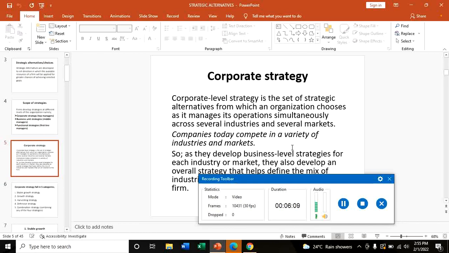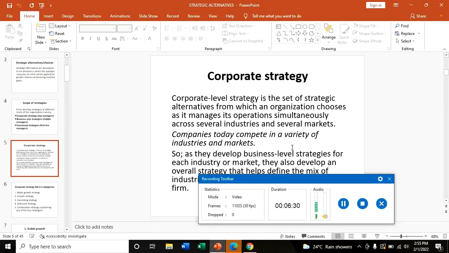What happens here? Corporate level strategy is the set of strategic alternatives from which an organization chooses as it manages its operations simultaneously, take note of that, across several industries and several markets. Companies today compete in a variety of industries and markets. I'll give you an example.